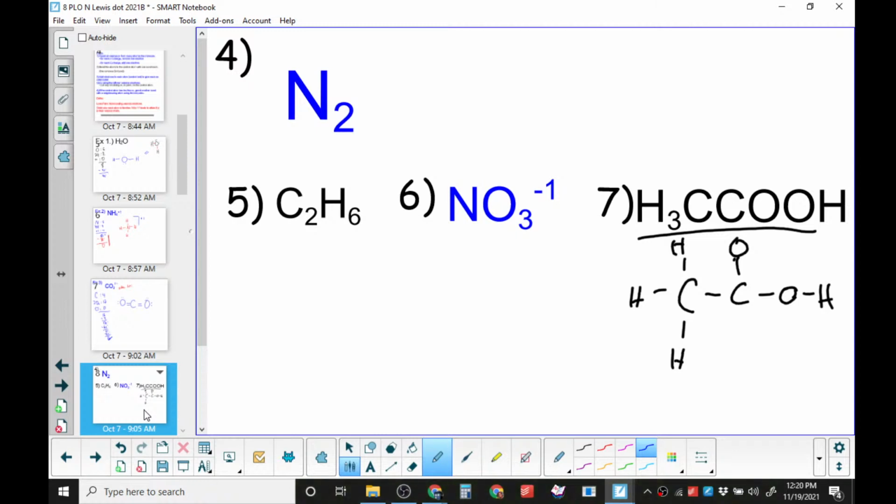Oh, no. That's 4 more. Yeah. So you got 1, 2, 3. And then each has a lone pair. They each think they have 8. So that's it. You made a triple bond.